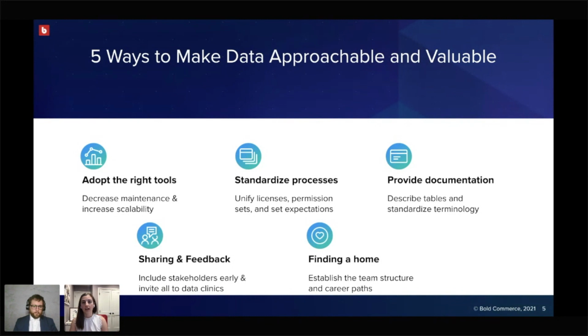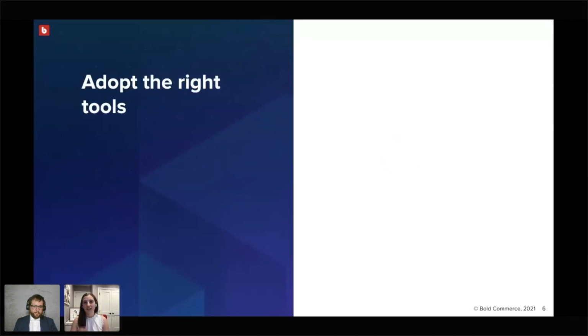Fourth, sharing and getting feedback. Data cannot be siloed into an individual team, so I'll share some ways that we've gotten others involved in improving the data insights at the company. And last, finding a home. This might be a bit of an odd tip in data approachability and value, but I'll explain more when I get there. So let's start with adopting the right tools.